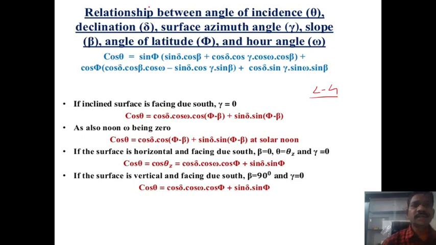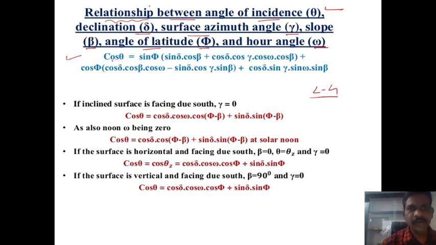Our today's title is the relationship between the angle of incidence theta, declination angle delta, surface azimuth angle gamma, slope angle beta, angle of latitude phi, and hour angle omega. Whatever solar radiation geometry we have discussed, we have to get one standard equation. What is the relationship between all these solar angles? You should know the standard equation.